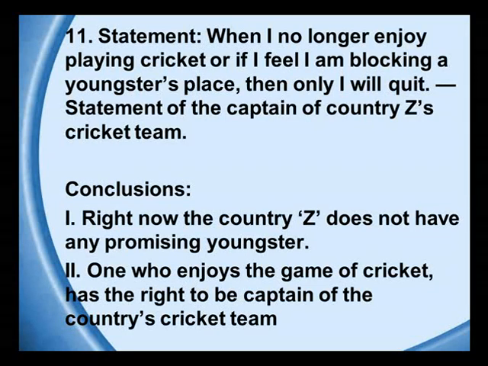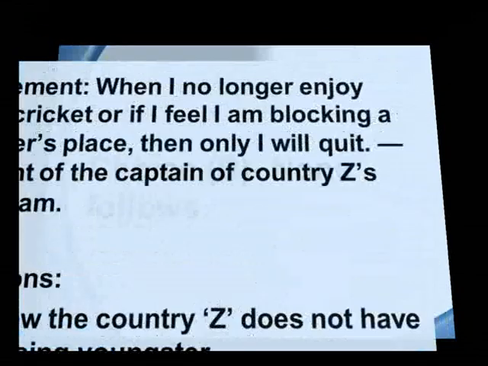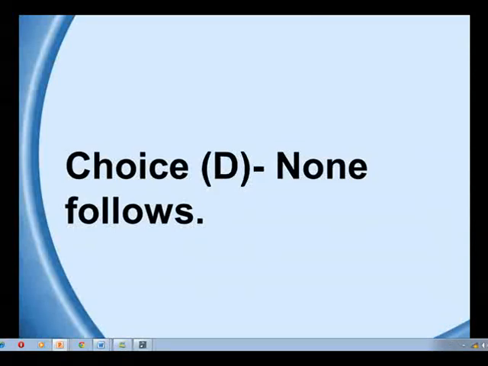Right now the country Z doesn't have any promising youngster. Both the conclusions cannot be considered here. Answer should be none of the 2, that is choice D. None follows. Choice D will be the answer here. Let's continue further with the next question now.